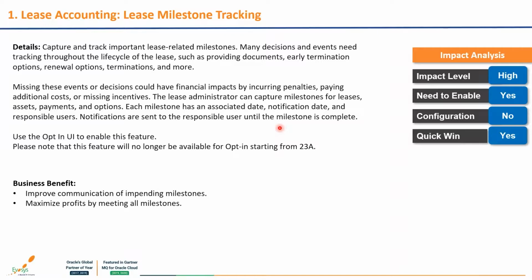We can add the milestone activities, we can assign them to specific users who will be responsible for the milestone event to be achieved, and we can also mention the associated date with it, right, by when it should be completed. So till the milestone is complete, the system will send notifications to the responsible users about the same, right? So this is an opt-in feature, but with the 23A update, it will not be an opt-in. It will be available by default. So in terms of business benefit, we can say that we can educate the users about impending milestones, right? These are the milestones which are pending and which we need to fulfill within the specified time.